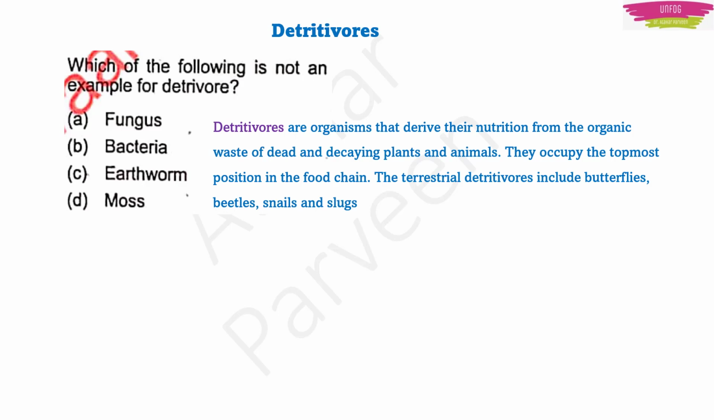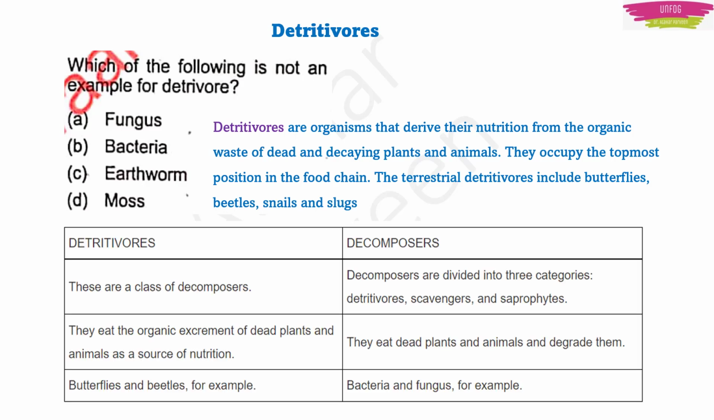Difference between parasites and detritivores is parasites sit on the living animals and plants. But detritivores sit on the dead animals and plants which are decaying. Okay. So, the terrestrial detritivores include butterflies, beetles, snails and slugs. Now, I am giving you the difference between detritivores and decomposers. It can be a 3-mark question or 4-mark question also.